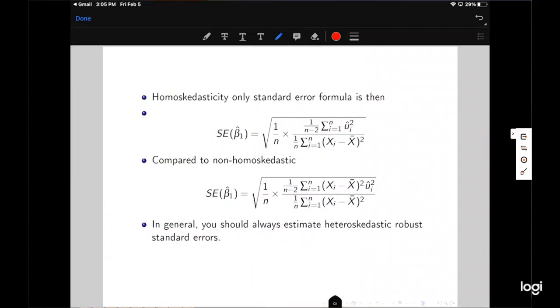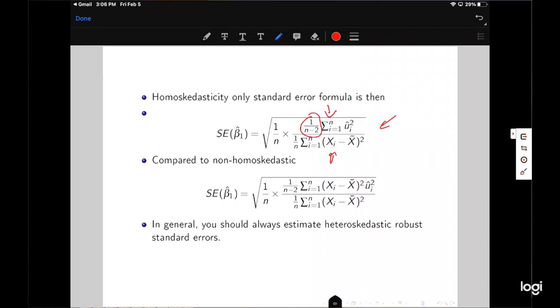So the homoskedasticity only standard error formula. The previous slide was the population variance, now we're talking about the standard errors. For homoskedastic, we get this, so we're just plugging in the sample analog of what was on the previous slide, the estimator of the variance of u over the estimator of the variance of x. Notice we have some degrees of freedom corrections here.